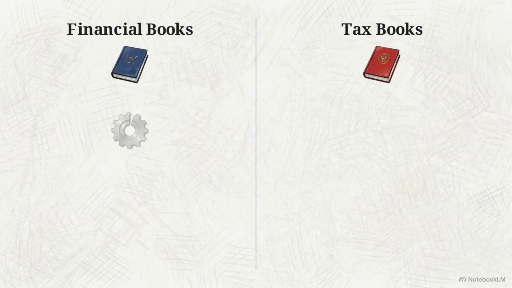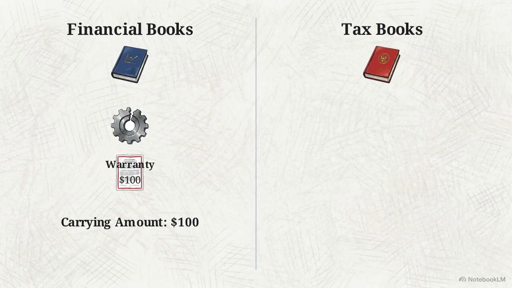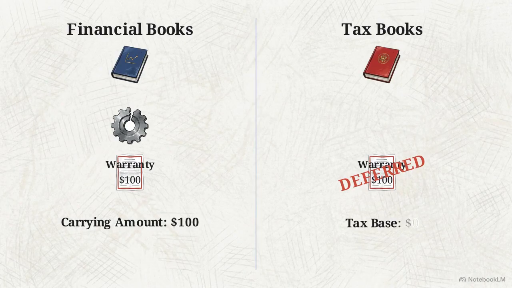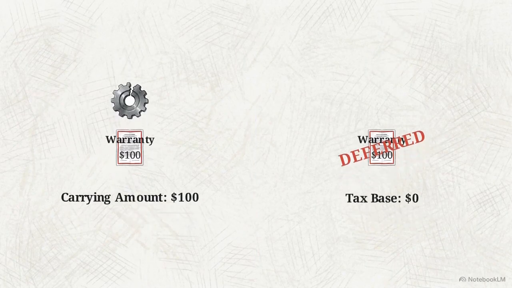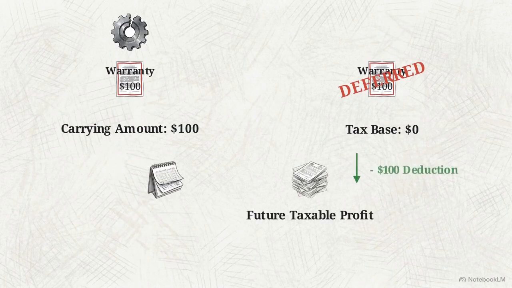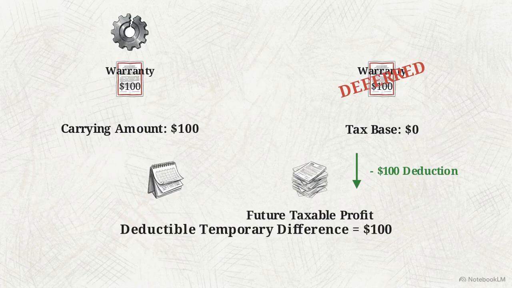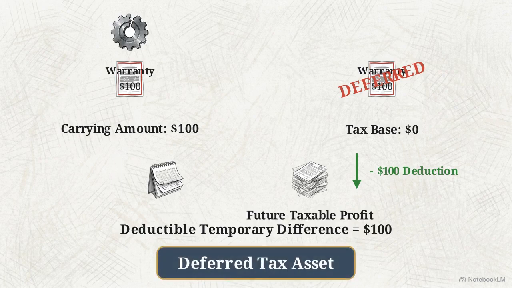We start with a $100 accrued warranty expense recognized on the financial books. You know the product will break eventually, so the accounting rules record the $100 liability right now. But the tax authority refuses to allow a deduction until the warranty claims are actually paid out in cash. That means the tax base for this liability is exactly zero. Because the company waits to claim this deduction, its future taxable profit will drop when it finally pays the claims. This leads to smaller tax bills later, which we recognize as a deferred tax asset.